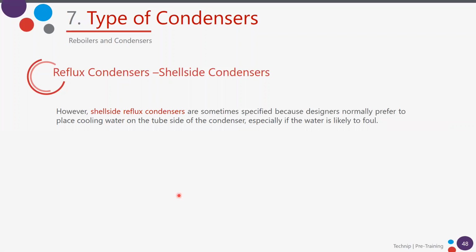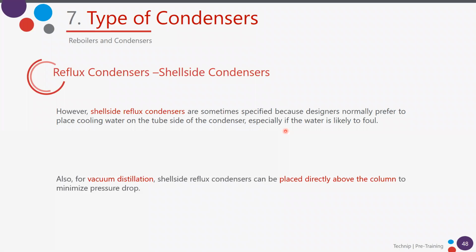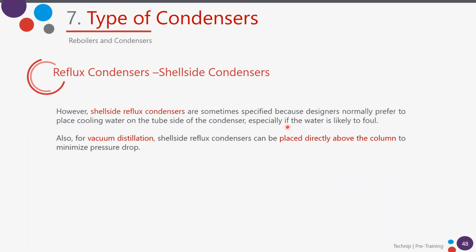They are sometimes specified because designers normally prefer to place cooling water on the tube side of the condenser, especially if the water is likely to foul, like cooling water. Also, for vacuum distillation, shell side reflux condensers can be placed directly above the column to minimize pressure drop.